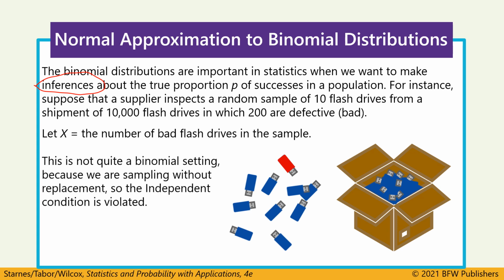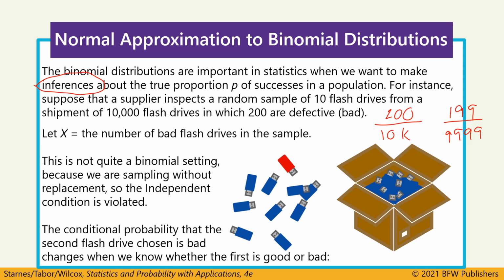And this isn't quite binomial because it doesn't meet the independent condition. So it starts off with 200 out of 10,000 being bad. Once we pick one, whether it's bad or not, both those numbers, or at least the bottom, is going to change. And that probability of selecting a bad one changes with it. So these are not independent because each selection changes the probability of the next being bad.